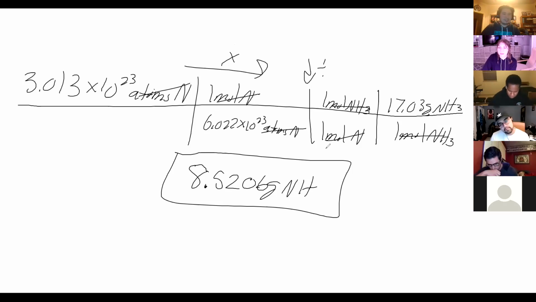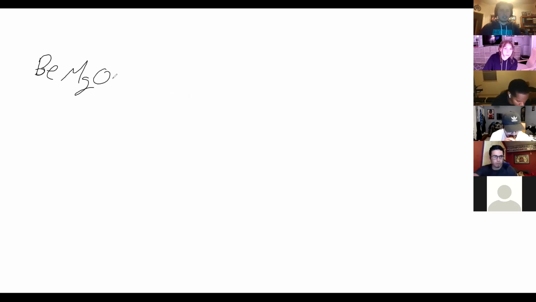Actually, I found the one that I was trying to find. It was on page 92 of the workbook, and it was 2C. If a sample of beryllium manganate, so Be, and then Mg. Wait, manganate is O3, right, or is that permanganate? Permanganate is O4? First of all, it's Mn. Oh, Mn, that's right. That's manganese. I always get those two mixed up.